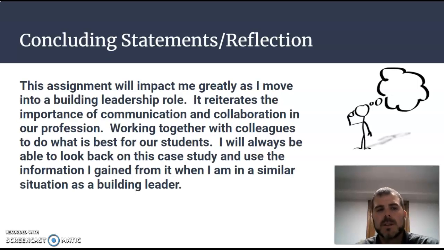Reflection. This assignment will impact me greatly as I move into a building leadership role. It reiterates the importance of communication and collaboration in our profession, working together with colleagues to do what is best for our students. I will always be able to look back on this case study and use the information I gained from it when I am in a similar situation as a building leader.